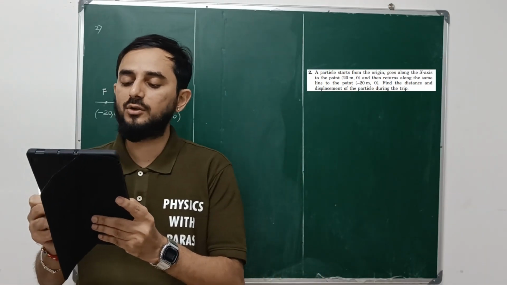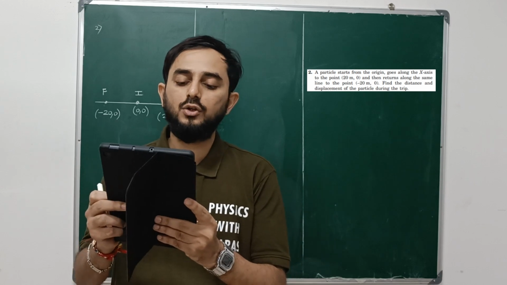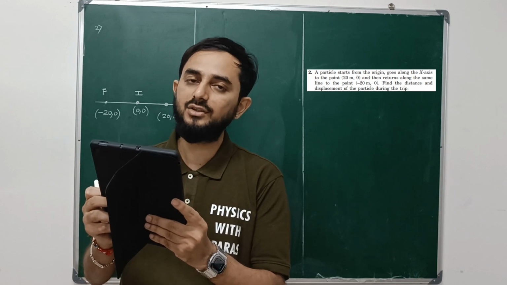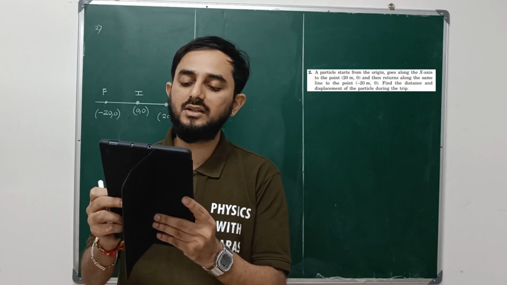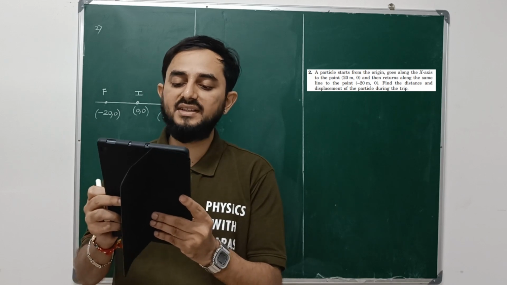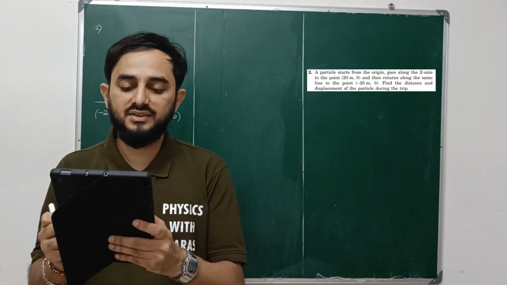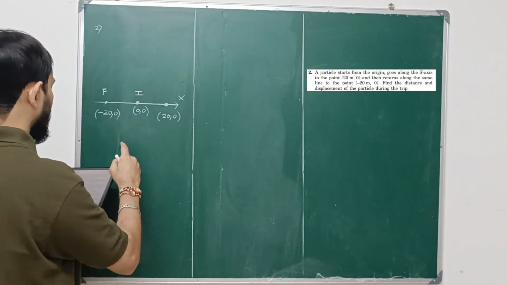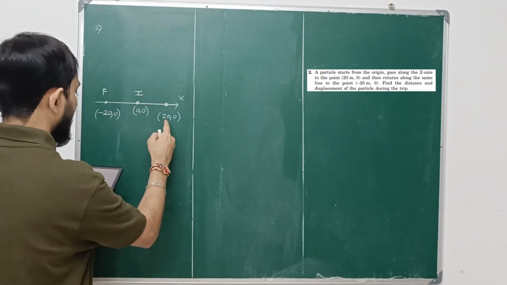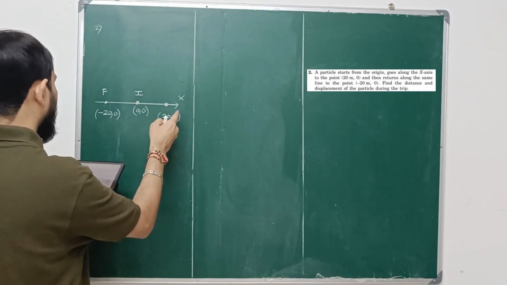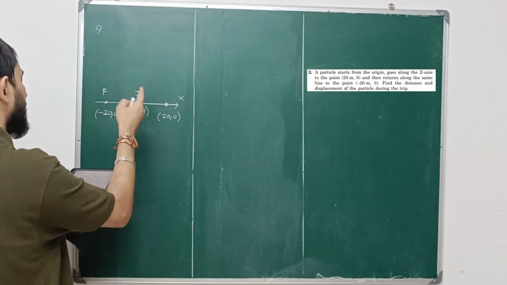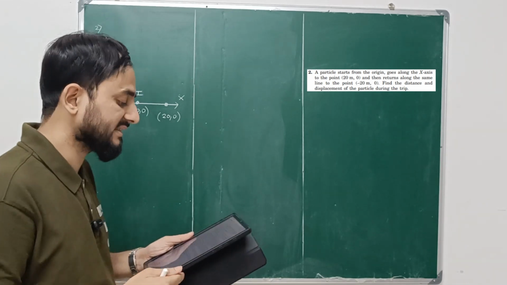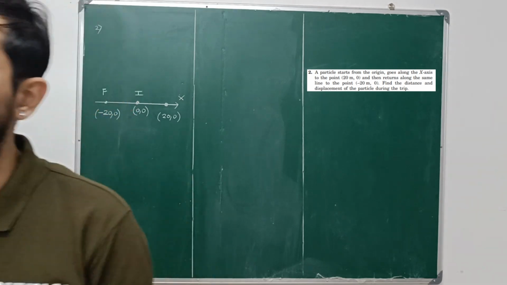A particle starts from the origin, goes along the x-axis to the point 20 meter, 0 and then returns along the same line to the point -20 meter, 0. Find the distance and displacement of the particle during the trip. Okay, a particle starts from the origin, goes along the x-axis to the point 20 meter, 0 and then returns along the same line to the point -20 meter, 0. We have to calculate the distance and displacement of the particle during the trip.